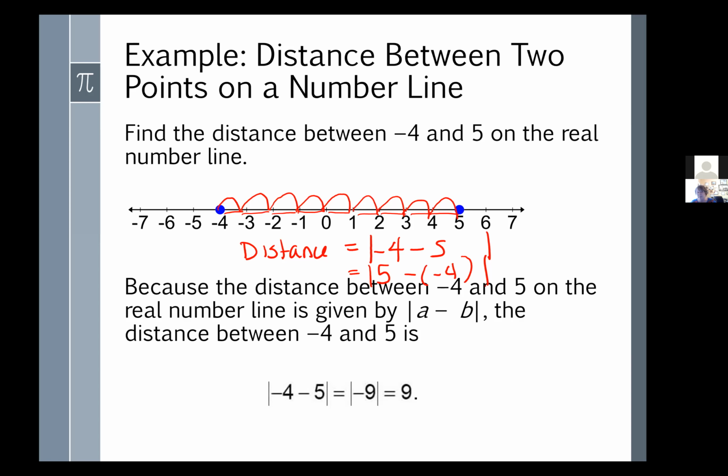So again, you could plot the points and then count what the distance is. That might not be the easiest thing to do if these numbers are really, really far away from each other. Counting 100 places on the number line may not be very efficient, but you can always find the distance between two numbers on the number line by just taking the difference of those two numbers. And then how do we ensure that it's positive? We take the absolute value of it. So it's the absolute value of the difference of those two numbers.